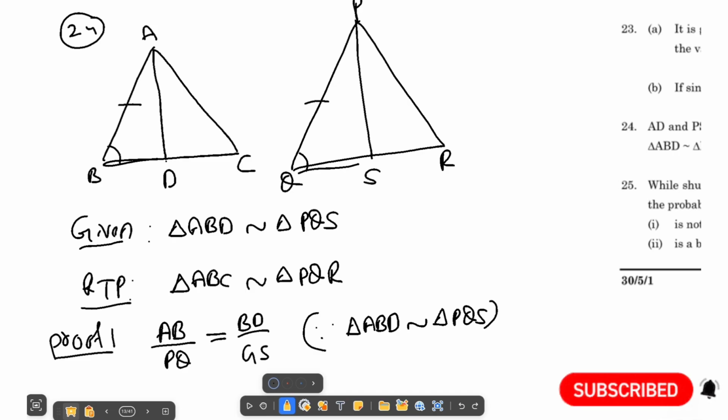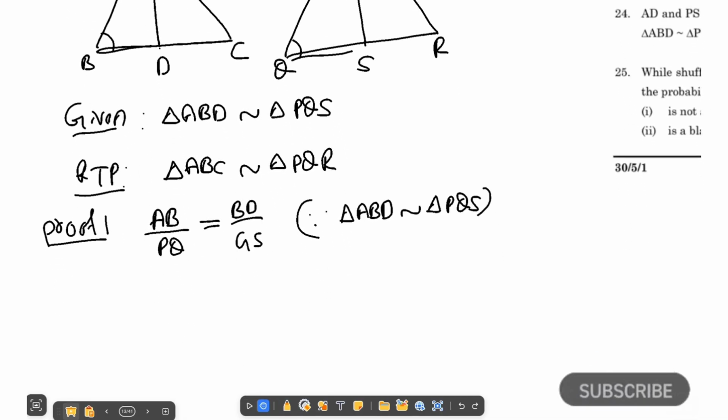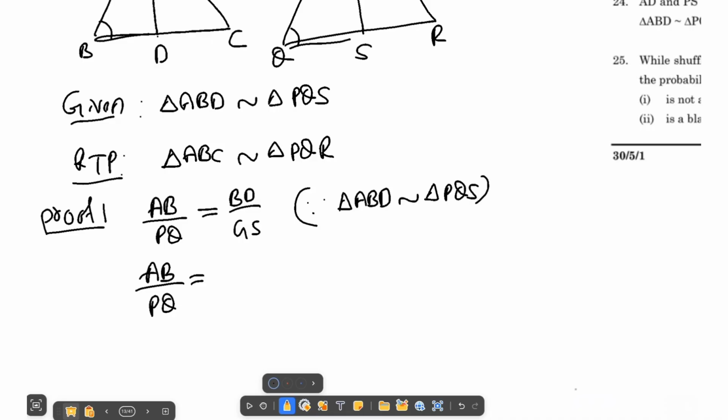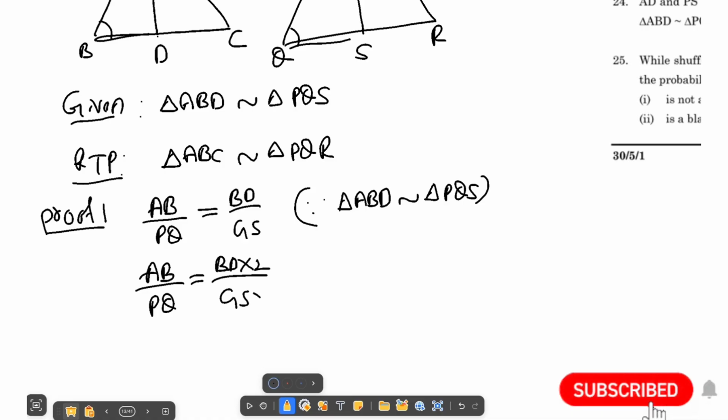Otherwise, let's do one thing. Let's multiply BD and QS with 2. AB by PQ is equal to 2 times BD by 2 times QS. When we multiply the numerator and denominator with the same value, the value does not change. So here AB by PQ is equal to 2 times of BD.